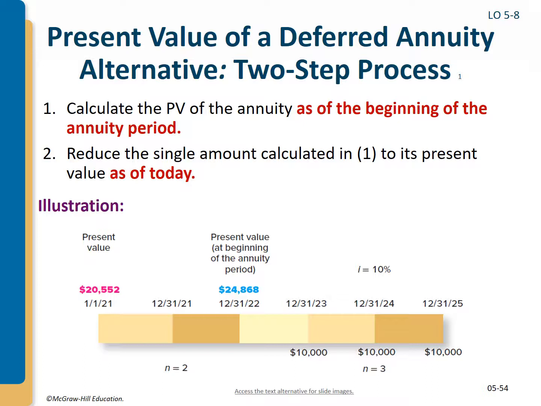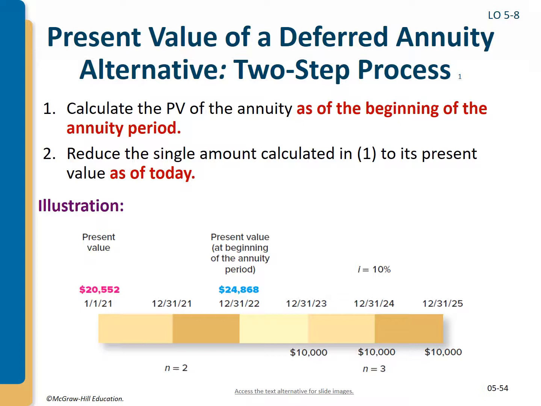10%, 3 periods, 0.75131. So we take 24,868, the future value, times the factor from table 2 of 0.75131, and we get, whoa, no, I'm sorry, 2 periods. I used 3 periods. I apologize. It should be 2 periods, 10%, 2 periods. Ay, ay, ay. Yeah, I guess it's getting late in the day. It's Friday today.